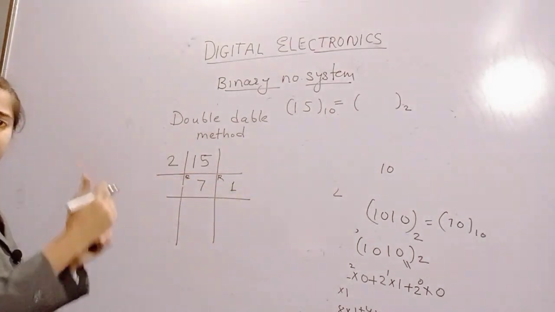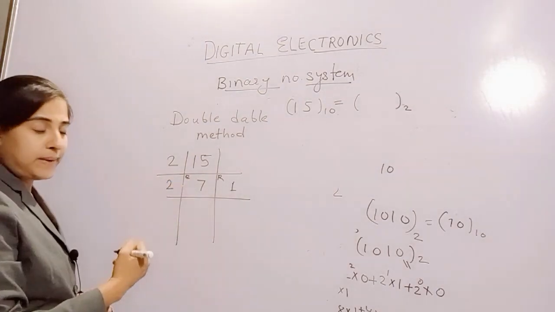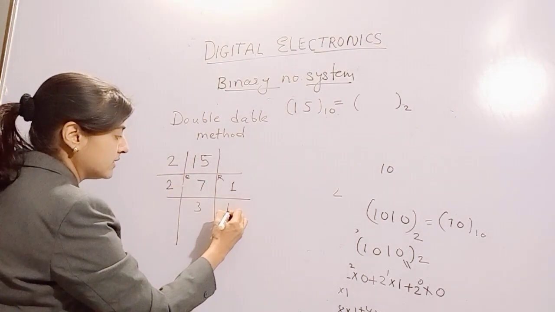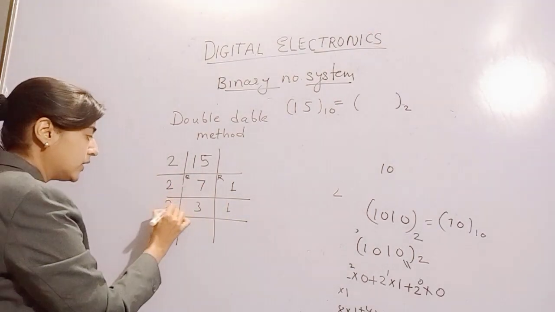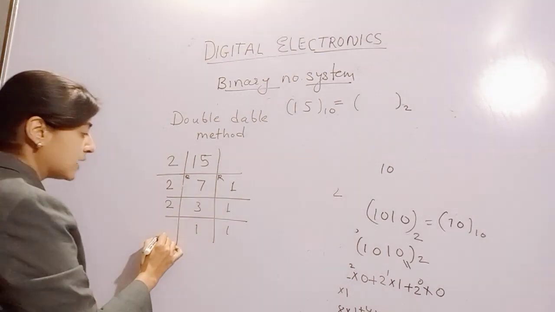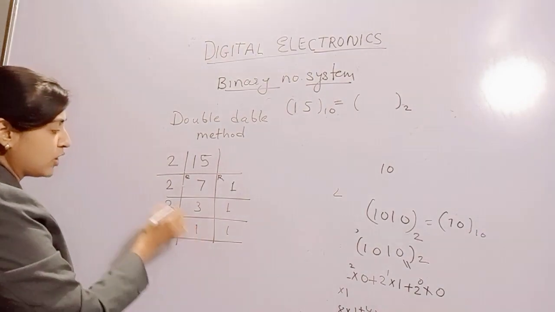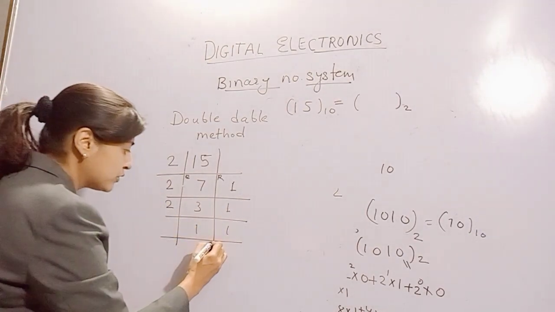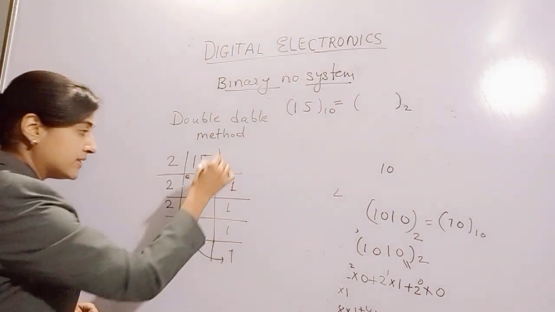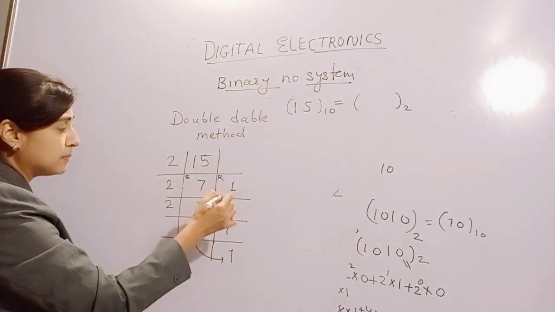Now keep on dividing the quotient by 2 till we get the quotient 1. So 2 3s are 6, again the quotient is 3 and 1 is the remainder. Now again 2 1s are 2, the remainder is 1, the quotient is 1. Now once we get the quotient 1, this 1 cannot be divided by 2. So we have to shift this number here.